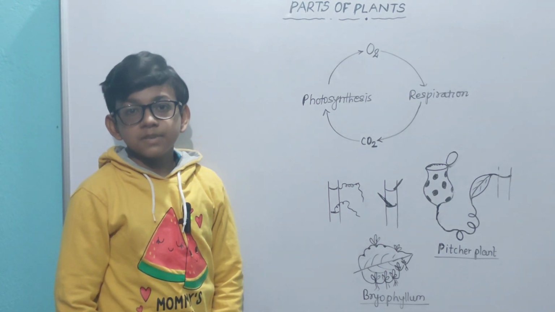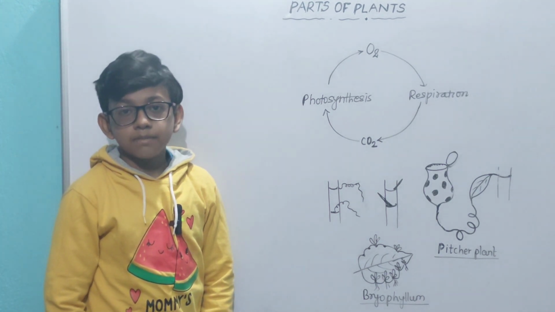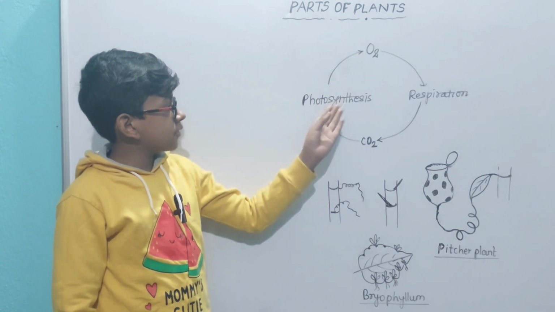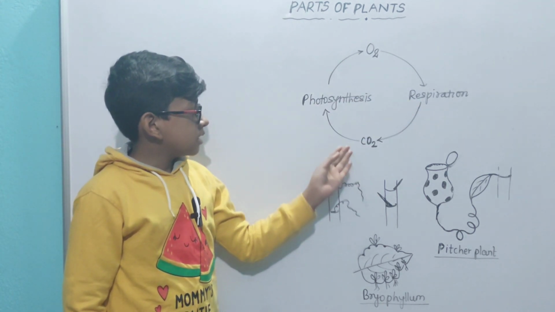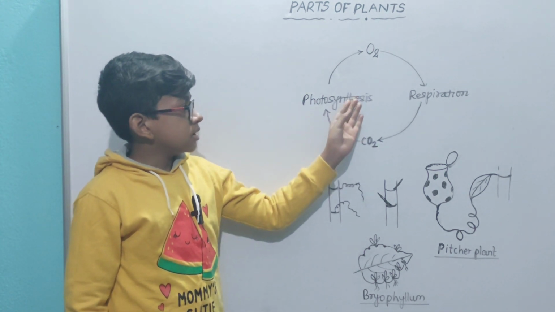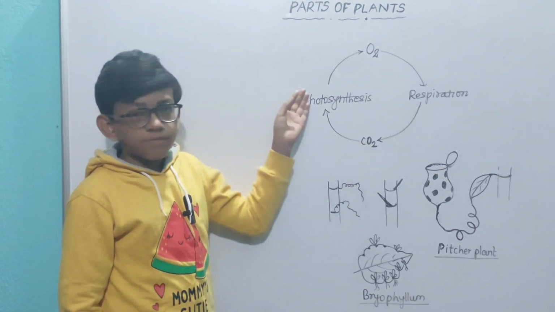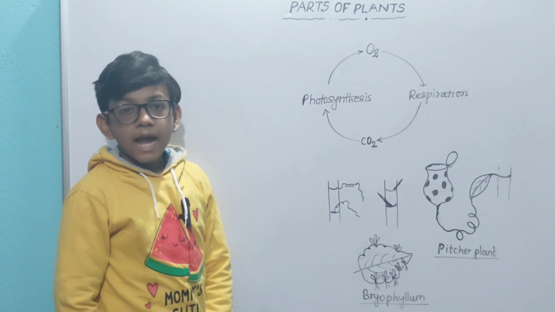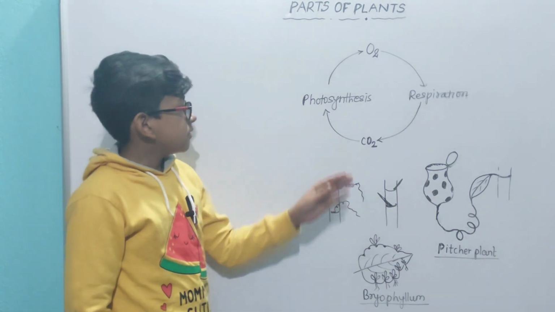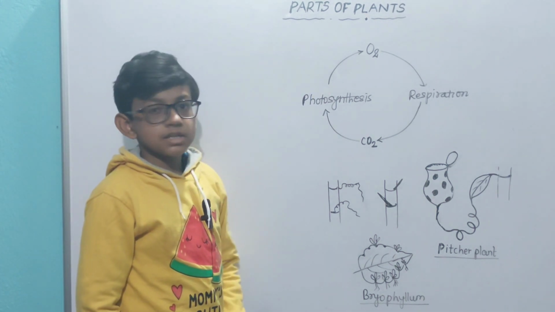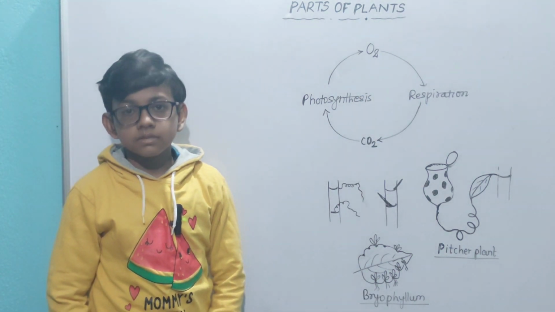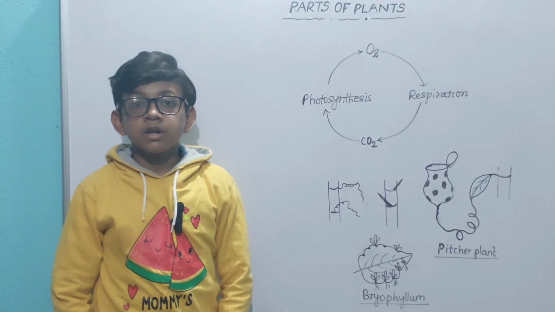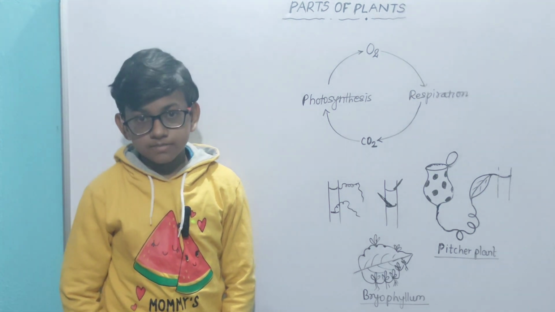Third, respiration. During daytime, the oxygen produced by photosynthesis is used in respiration, and the carbon dioxide produced in respiration is used in photosynthesis. But at night, when there is no photosynthesis, respiration still goes on in plants. Now let's know about modifications of leaves.